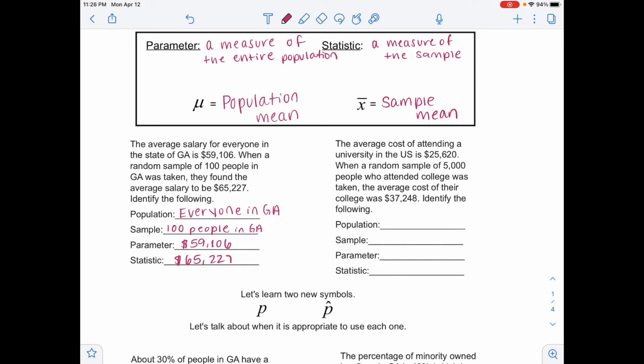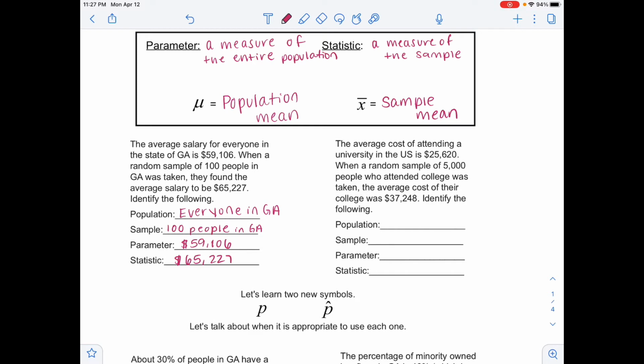All right, let's look at the next example. It says the average cost of attending a university in the U.S. is $25,620. When a random sample of 5,000 people who attended college was taken, the average cost of their college was $37,248. Identify the following.